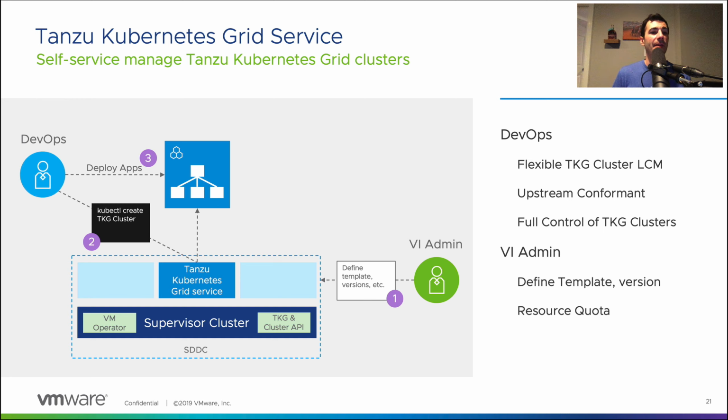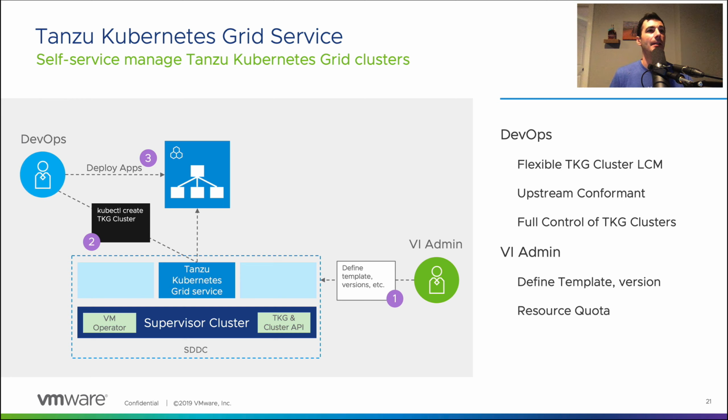And so as a VI admin, I can actually come in here and say, this is what I want my template to look like. These are the versions of Kubernetes that I want to support. And then I can also do quota management, right? Resources. It's a huge benefit because I don't want my developers to say, okay, I'm going to create 50 clusters, because there's only a finite amount of resources for it. So I can actually define what that resource quota looks like.